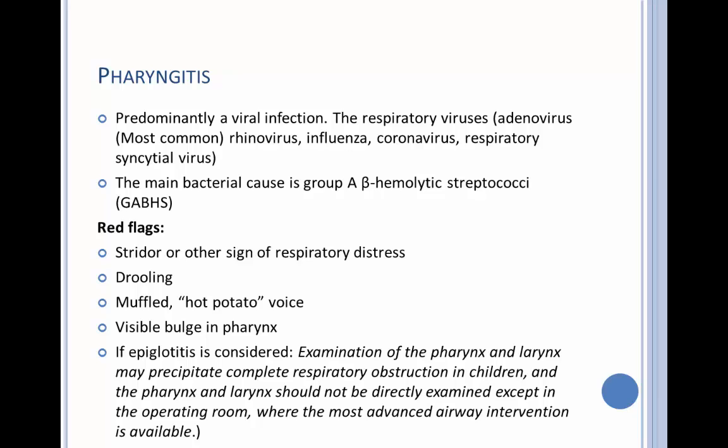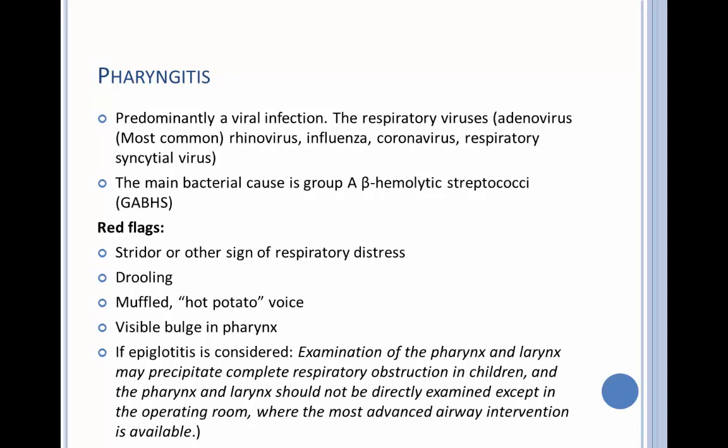It's very important also to rule out abscess and epiglottitis when the patient has pharyngitis. Epiglottitis is actually one of the major complications. It's life-threatening. It's usually caused by Haemophilus influenzae. We have a slide here where we're going to discuss this in particular.